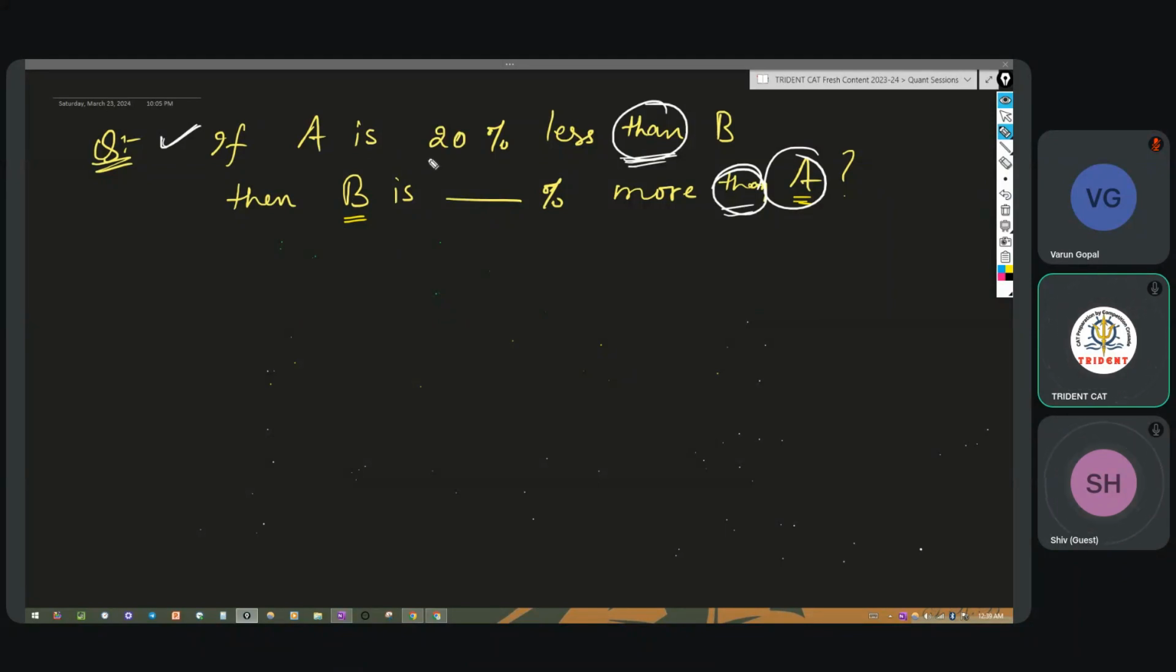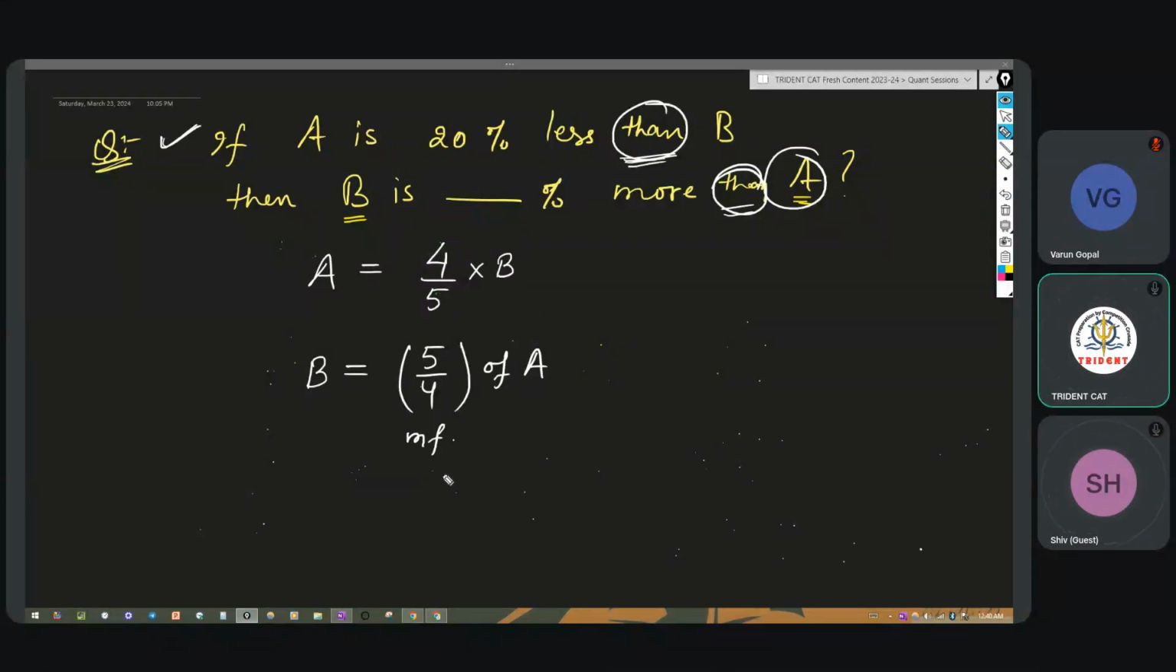See, when I say A is 20% less than B, that means A is equal to 4 by 5 of B, or 4 by 5 into B, I can also write. What the question basically asks you is: B is what multiplying factor of A? Can we see that this is nothing but 5 by 4? This is the multiplying factor.